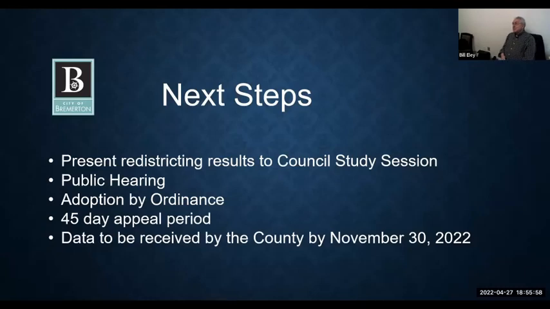The next steps are to present the results of the redistricting to council, and for council then to hold a public hearing, and after a 45-day appeal period, to adopt the redistricting by ordinance. Data has to be received by the county by November 30th of this year.